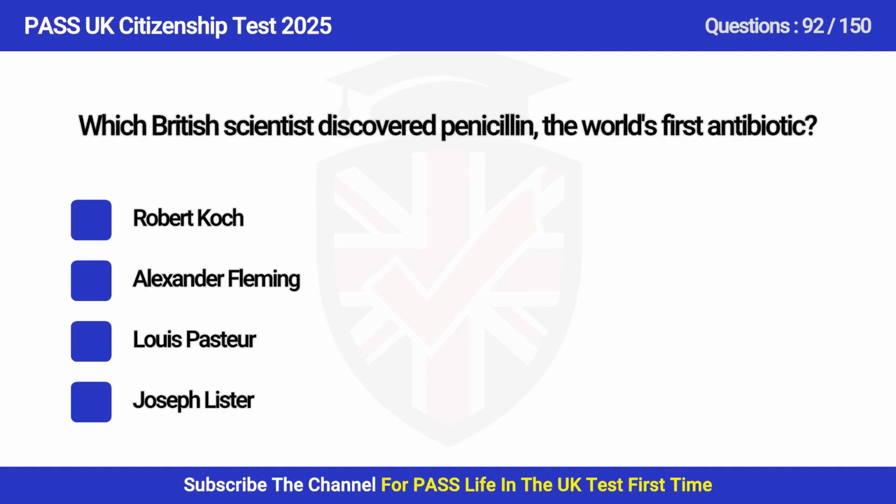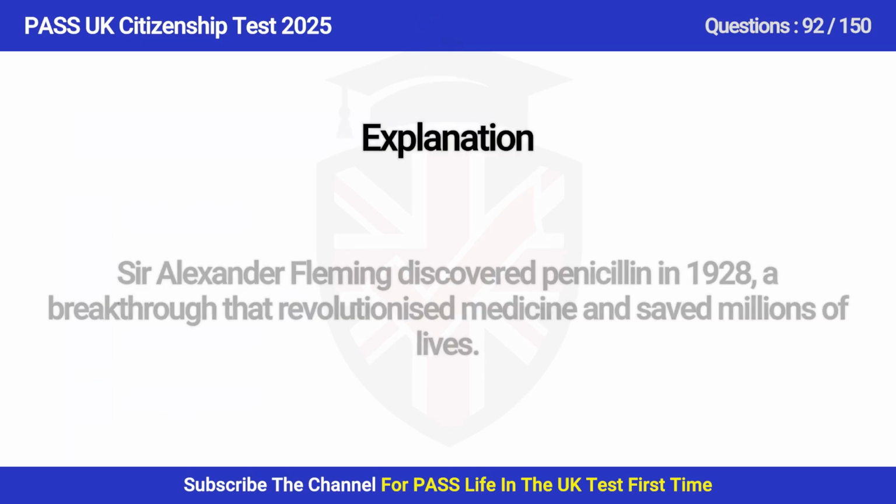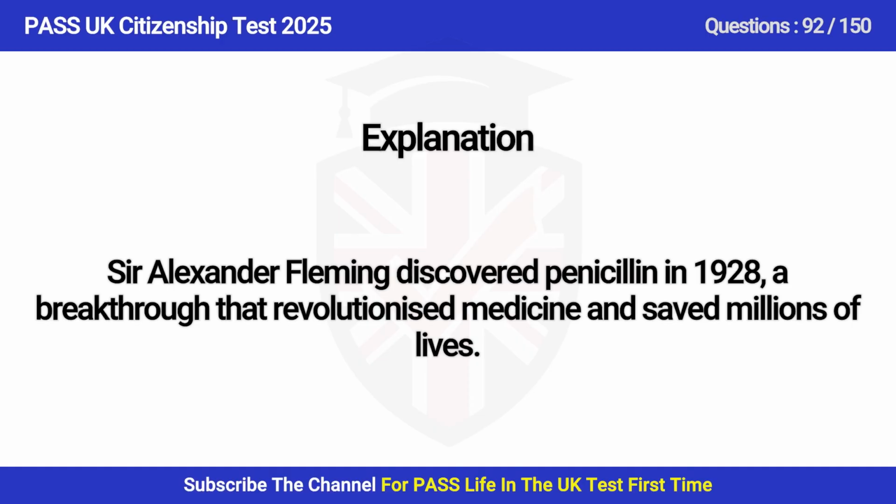Question 92. Which British scientist discovered penicillin, the world's first antibiotic? A. Robert Koch, B. Alexander Fleming, C. Louis Pasteur, D. Joseph Lister. Answer is B. Alexander Fleming. Sir Alexander Fleming discovered penicillin in 1928, a breakthrough that revolutionized medicine and saved millions of lives.